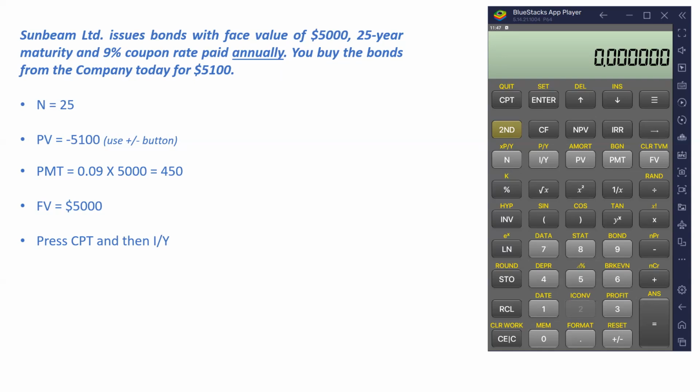So first I'll press 25, and this is my N. 5,100. I'll put a minus sign, and this is my present value. 450 is my PMT. 5,000 is my future value. Compute I/Y, and the answer is 8.79%.